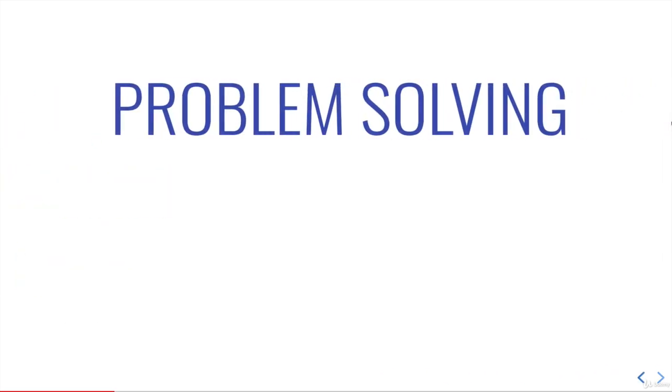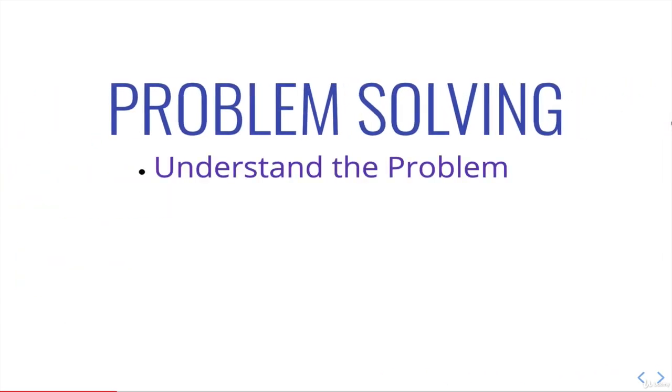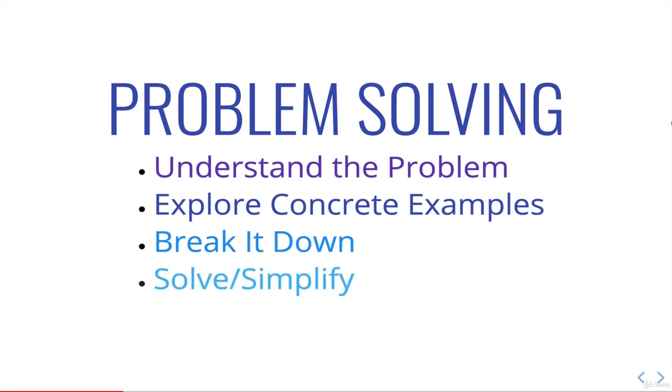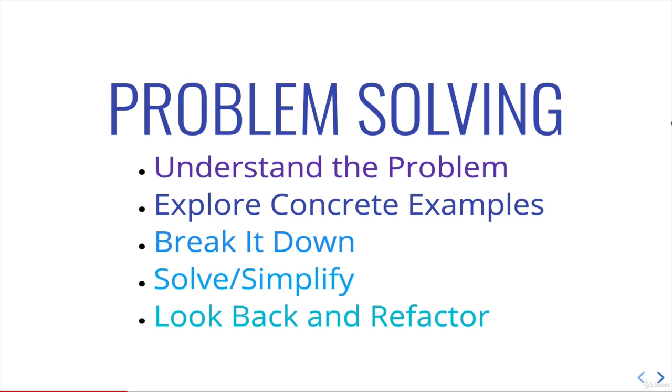So what are those steps? Well, first, understand the problem. Each of these bullet points will get its own video. Understand the problem, explore concrete examples, break it down, solve or simplify the problem, and then look back and refactor. These are the different videos we're going to have in this section. Each of these points has a lot more behind it, and each one is part of this game plan, this recipe for solving a challenge or a problem. So that's where we're going here. And then the next section is on more concrete archetypes for algorithms, but we're starting here.